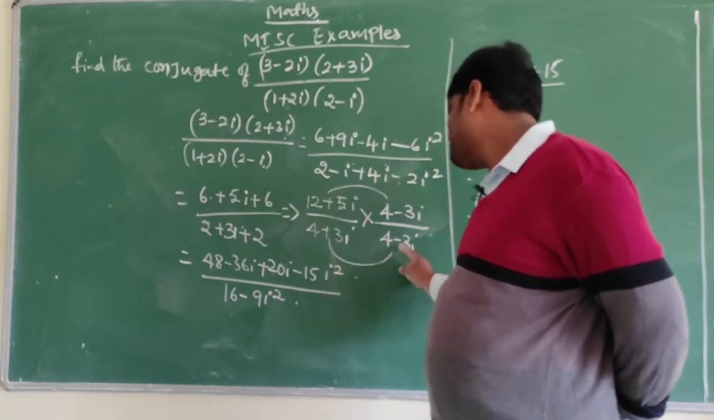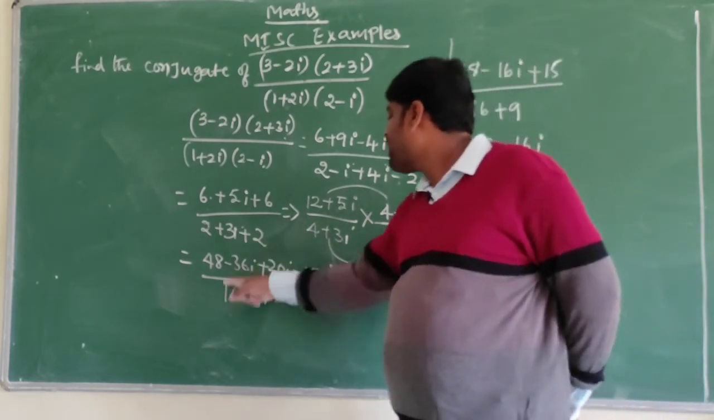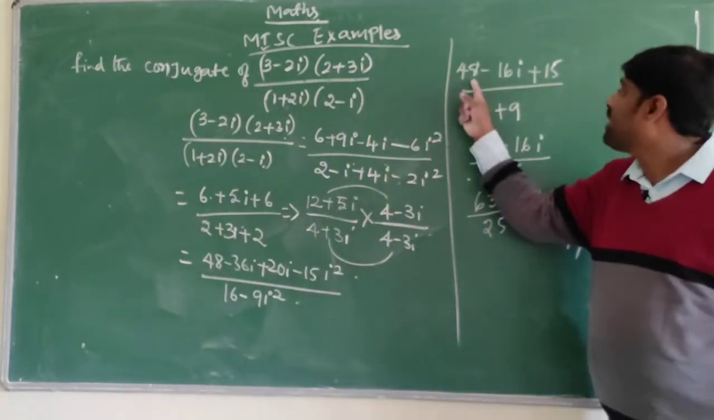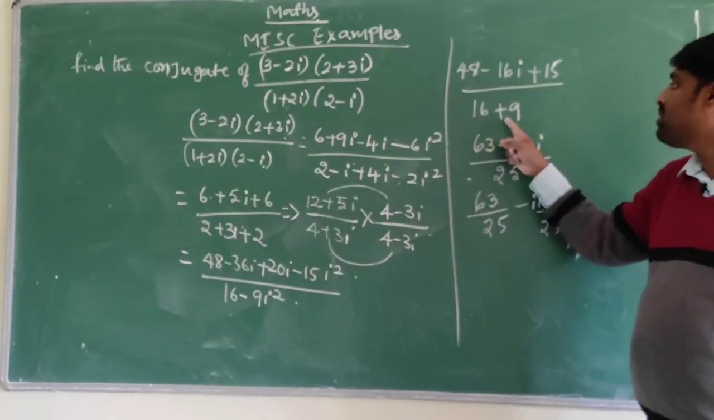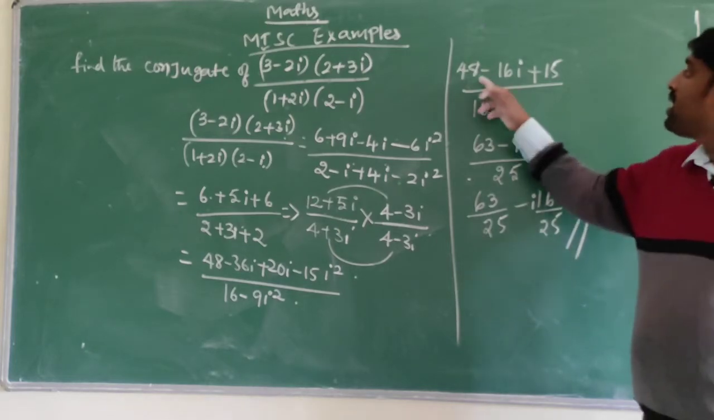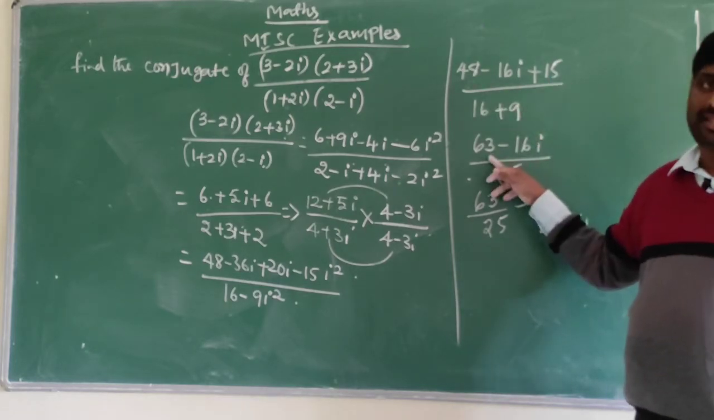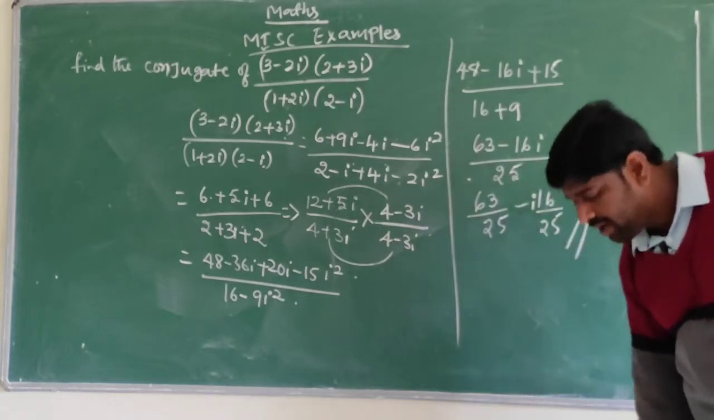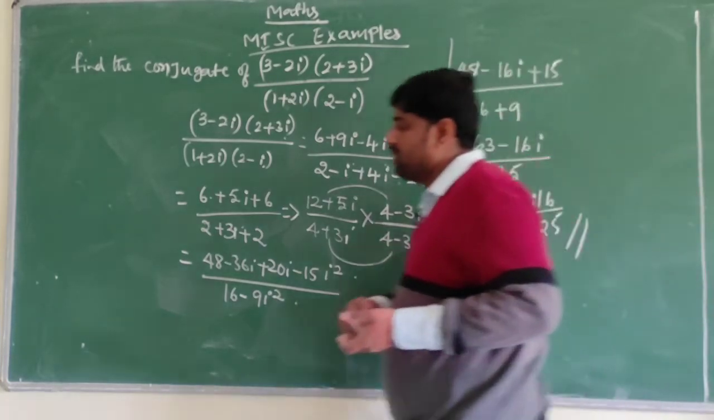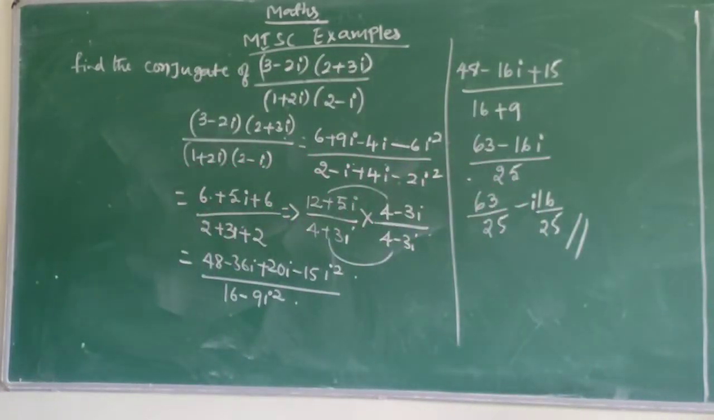So rationalize the denominator and simplifying, you will get finally 48 minus 16i plus 15 divided by 16 plus 9. 48 plus 15 is how much? 63. 63 minus 16i divided by 25. Okay, next we will move on.